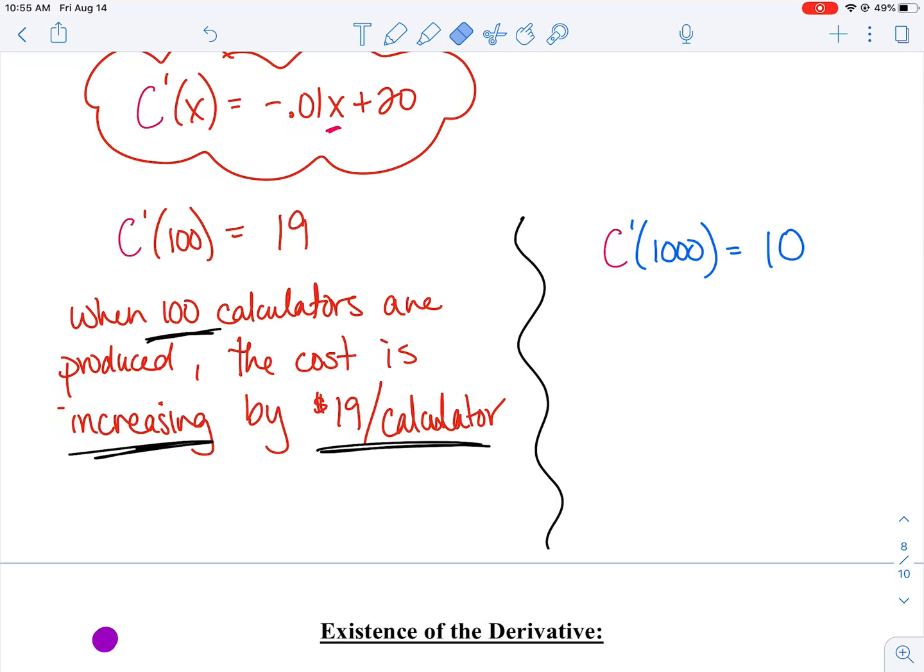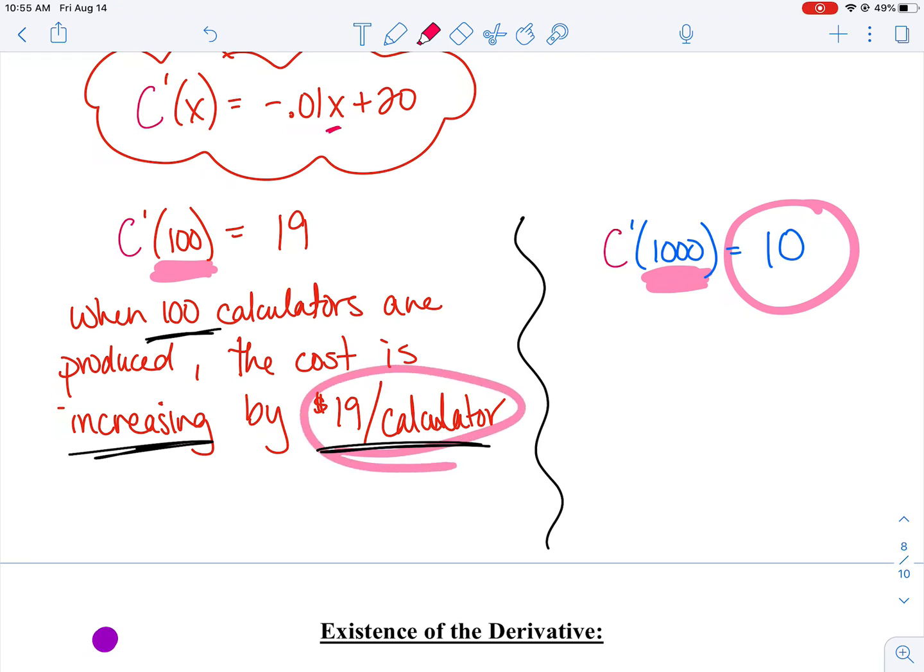So if I'm this manufacturing company, if I'm owning this business, I would rather produce 1,000 calculators because my cost is only increasing by $10 per calculator. Versus if I manufacture only 100, then it's costing me $19 per calculator. So my goal is to try to hit the least cost, right? And so it looks like it costs us only $10 per calculator more than it did before. It's increasing by $10 per calculator.